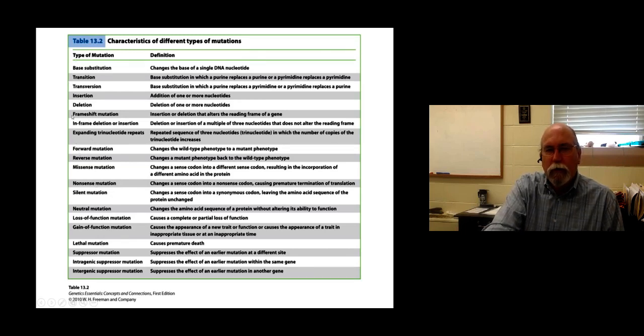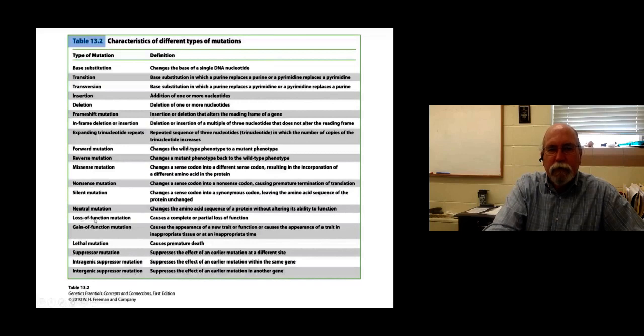Now, we're not going to do all of these. They're well covered in the book, but we will talk about a large section of them, particularly these that are transitions and transversions and frame shifts and things that you should know about. They're very commonly named, okay, and silent mutations as well, missense.